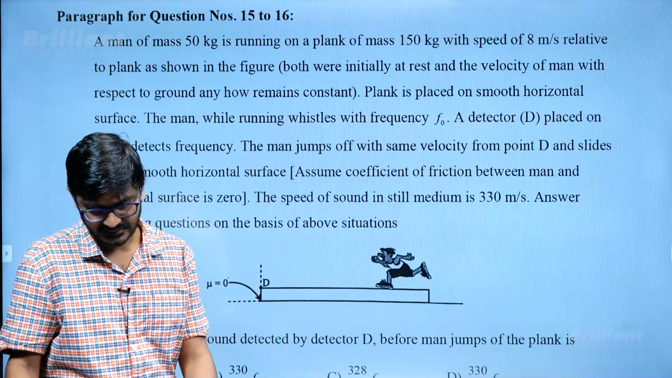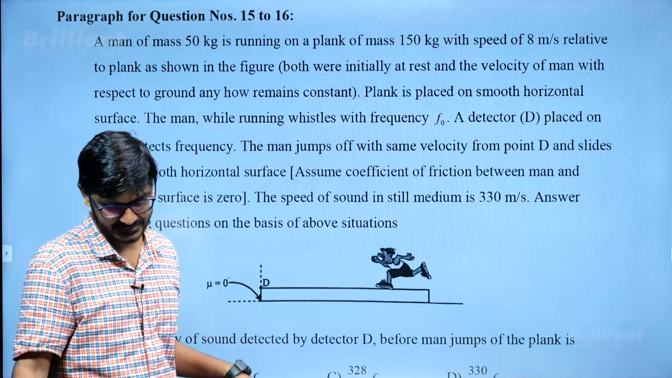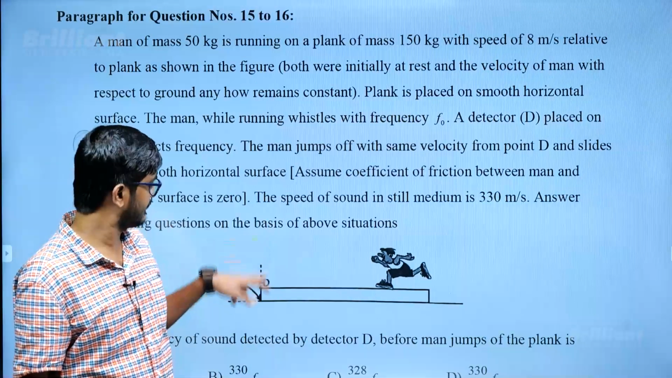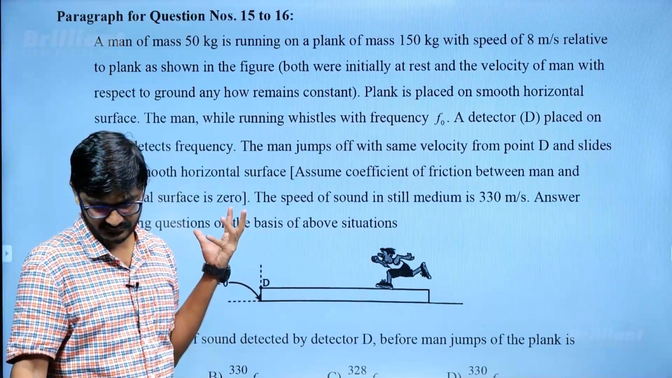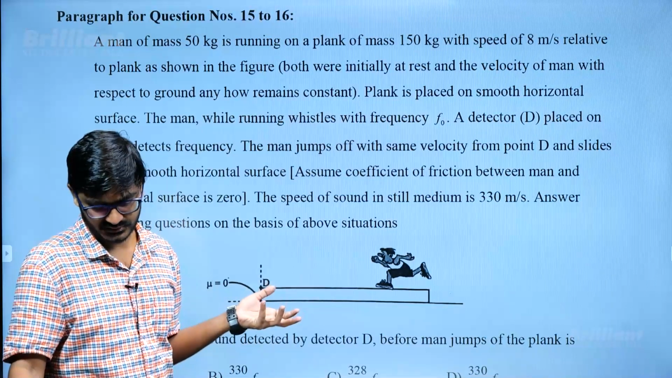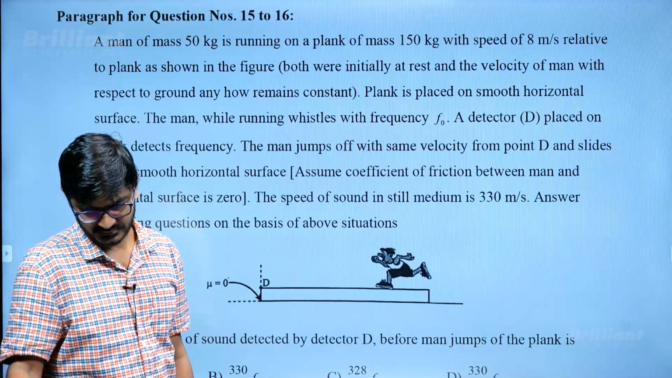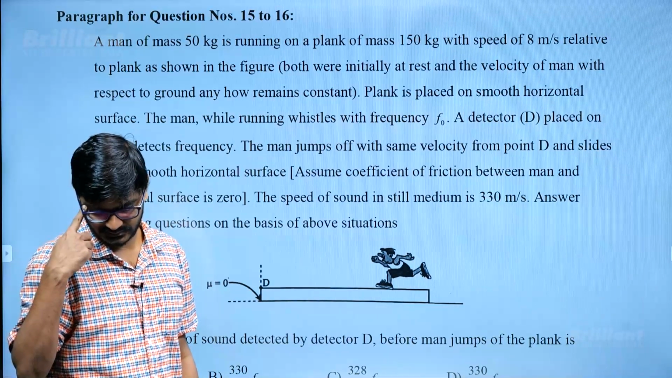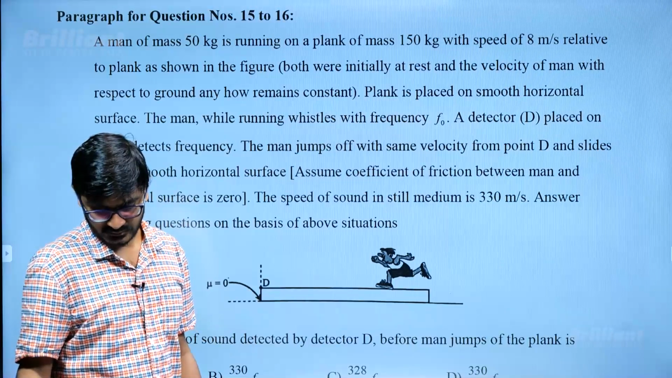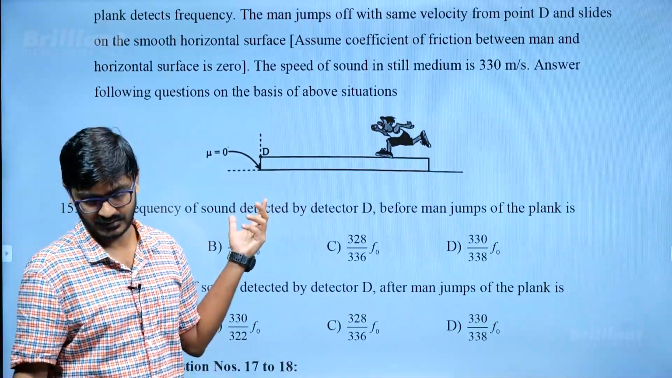The man, while running, whistles with a frequency of f0. The detector D, placed on the plank, detects the frequency. The man jumps off with the same velocity from point D and slides on the smooth horizontal surface. Assume the coefficient of friction is 0. The speed of sound is 330. Assuming that, you need to find the frequency detected by the detector before jumping and after jumping.